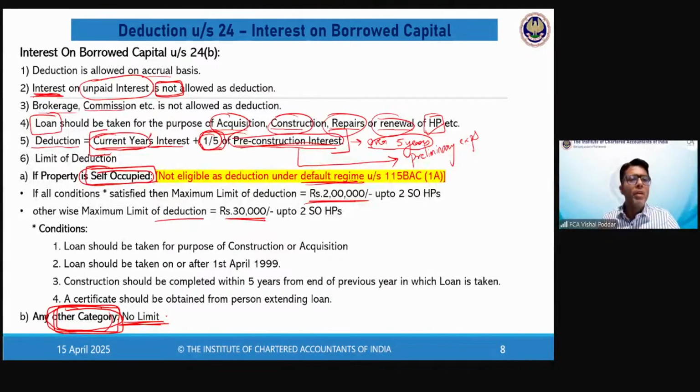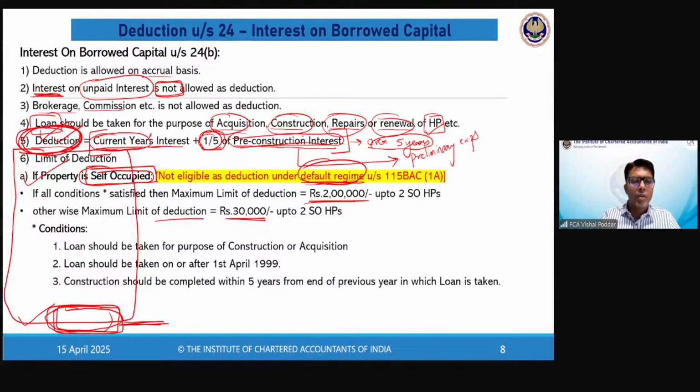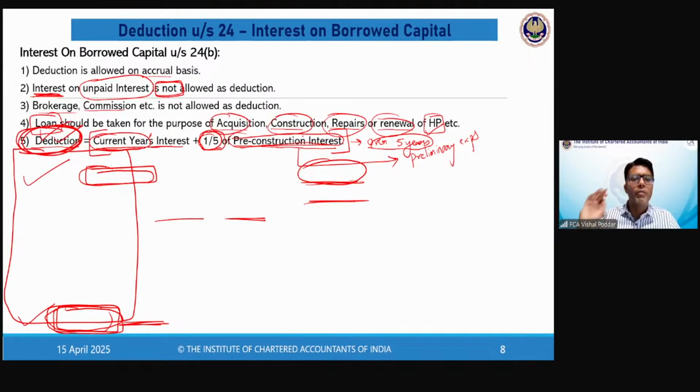But for the time being, right now, let us not get into this limit business. Let us first only understand how to compute this amount. So we will now only be focusing on computing this amount, which is the amount eligible for deduction. It may not be your final deduction, because final deduction will depend upon whether it is self-occupied, whether it is let out, whether it is old scheme, whether it is new scheme, etc., etc. So I'm just not dealing with this right now.